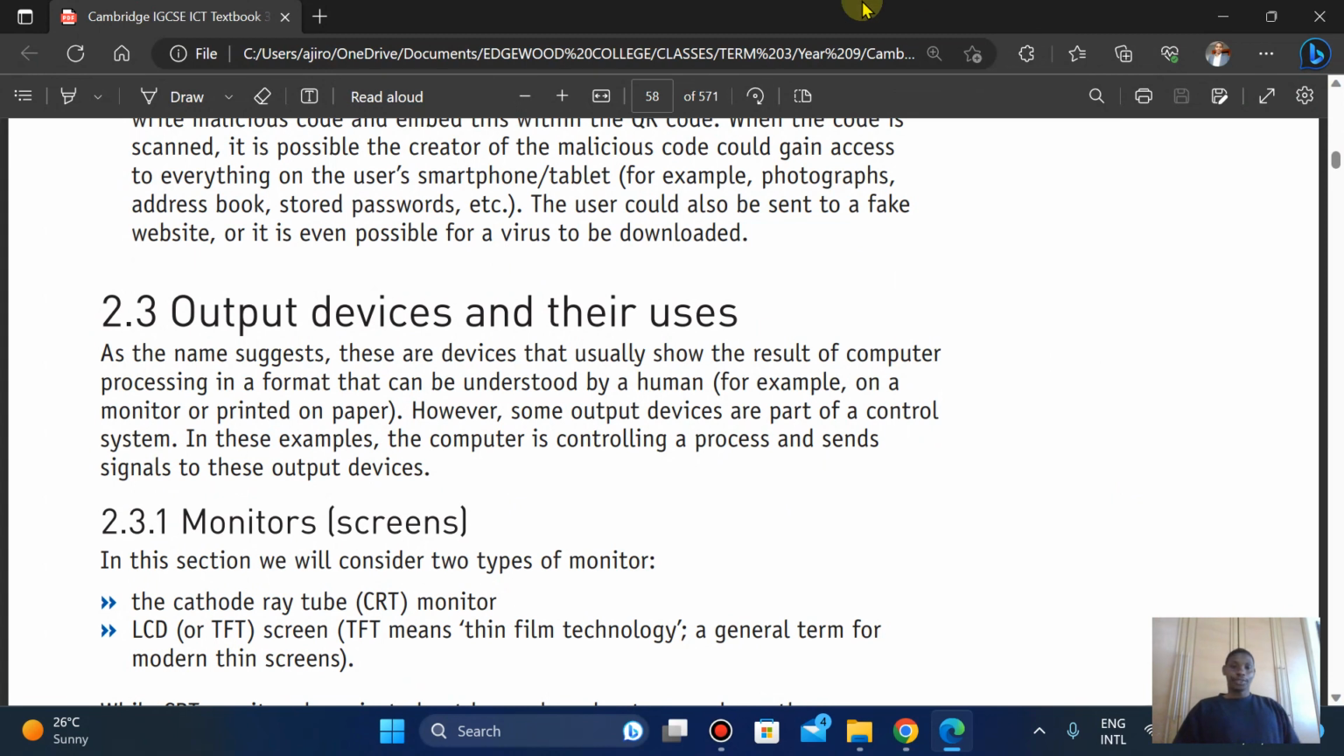So let's start with the first one: monitors or screens. There are two types of monitors. We have the cathode ray tubes, which are CRT monitors, and we have the LCDs or your TFT. It means thin film technology. In fact, they are modern terms for modern thin screens. Okay, your thin screens are seen as your LCDs or your TFT.